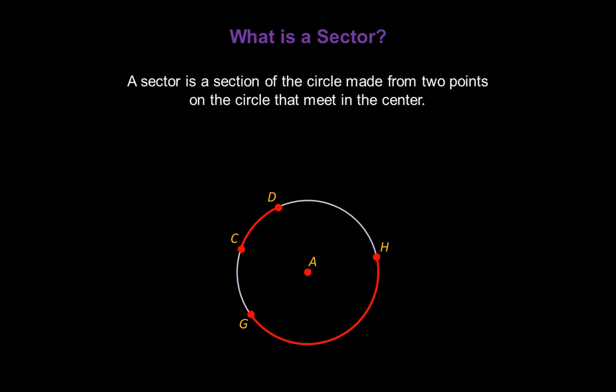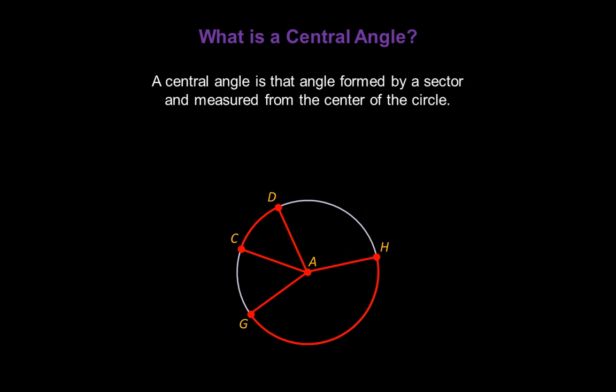What is a sector? A sector is a section of the circle. It's made from 2 points on the circle that meet in the center. What is a central angle? A central angle is that angle formed by a sector and measured from the center of the circle.